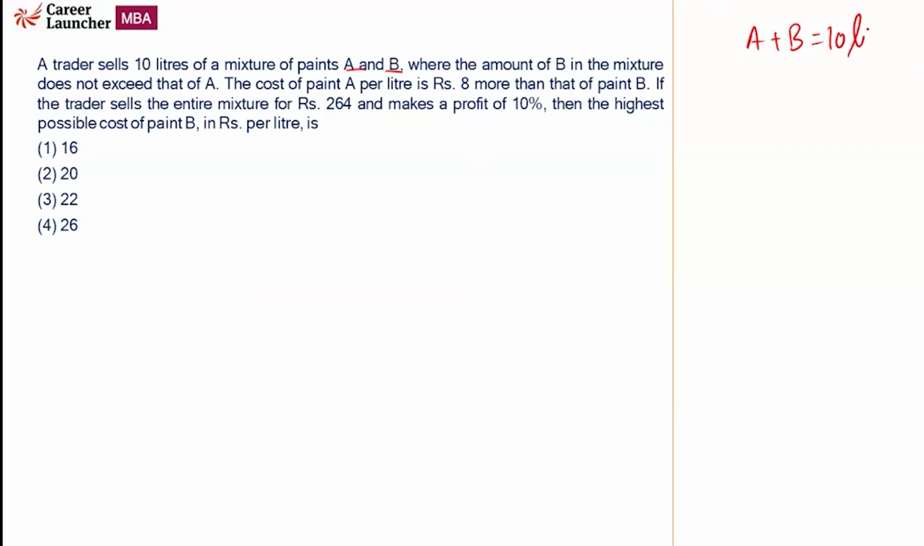जिनकी total quantity कितना है? 10 liters. The B in the mixture does not exceed. B ज्यादा नहीं है, तो B is less than equal to A. मेरे पास आपसे ज्यादा नहीं है, तो हम बराबर भी हो सकते हैं और मैं आपसे कम भी हो सकता हूं. बहुत बढ़िया. कई लोग इसको क्या करते हैं? लेस देन लगा देते हैं.